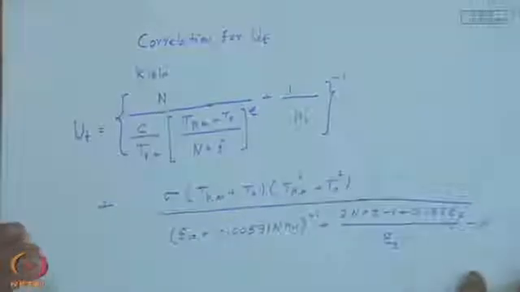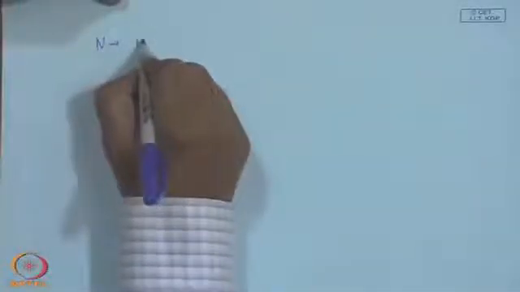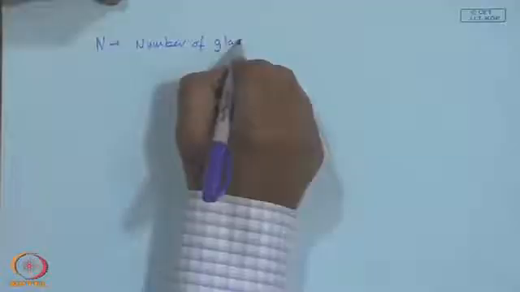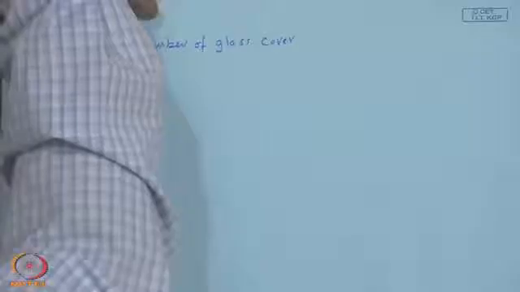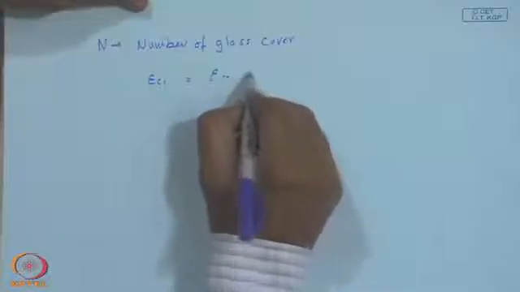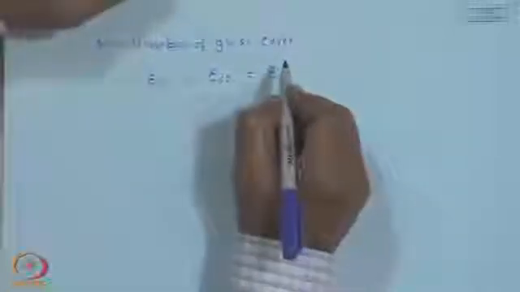Okay. So, this looks like a really difficult relation. I am not sure whether the iterative procedure takes less time, or this relation, and it is not all, where of course n is the number of glass covers. So, you can calculate for one glass cover or two glass covers, but the assumption is epsilon C1 equal to epsilon C2 equal to epsilon G. The relation you will find is written in terms of epsilon G.